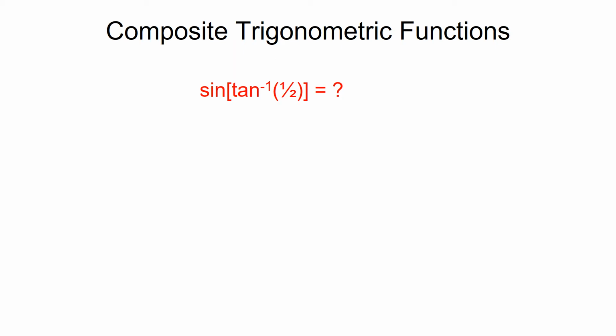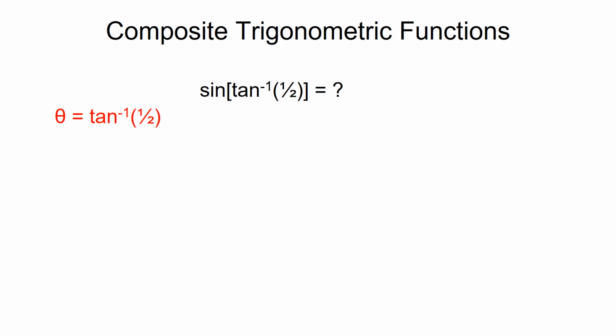Up until now, the composite functions we considered were inverse functions of each other. For example, we looked at the inverse cosine of the cosine of x. Now we're going to evaluate other combinations of trig functions. Let's begin with the sine of the inverse tangent of 1/2.